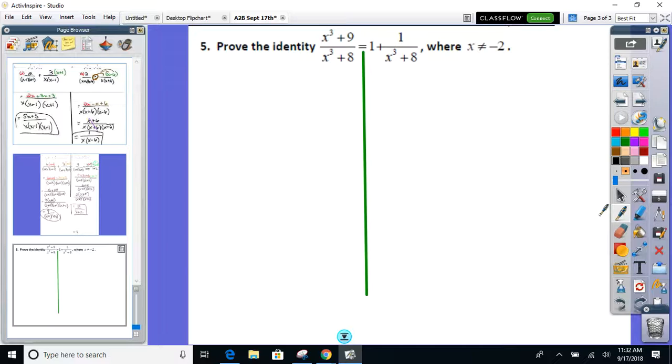What are you going to do on the left? Can you factor anything on the left? We can work on the left, I just don't know how.